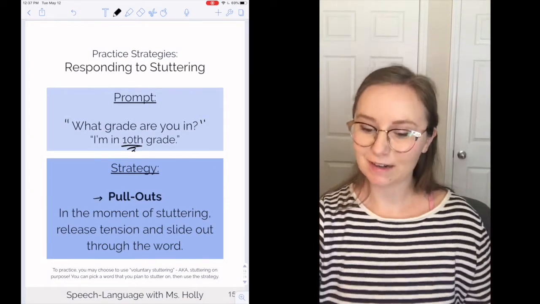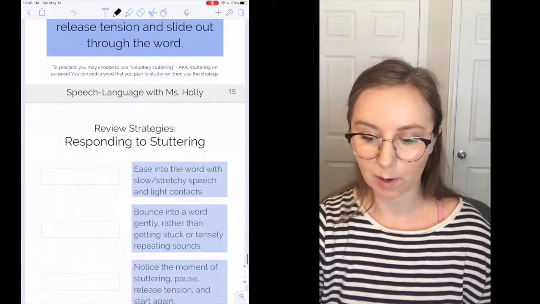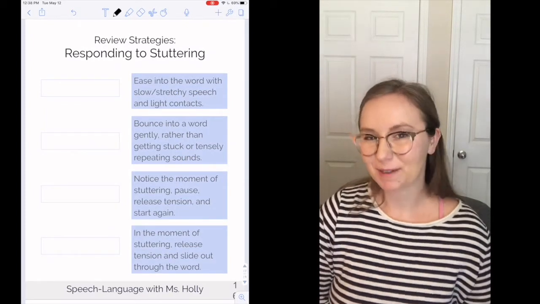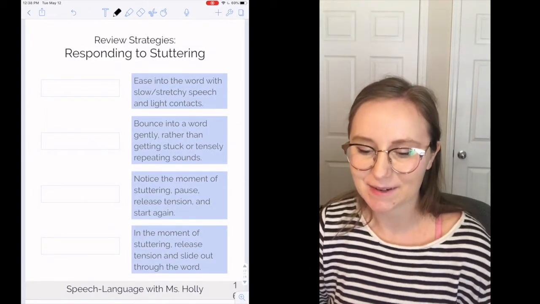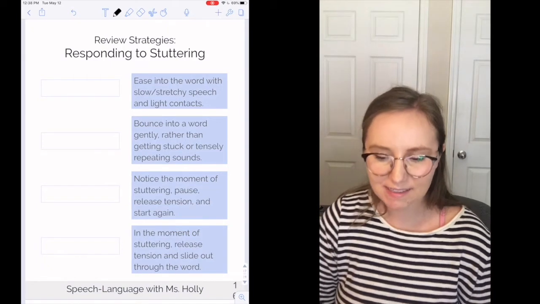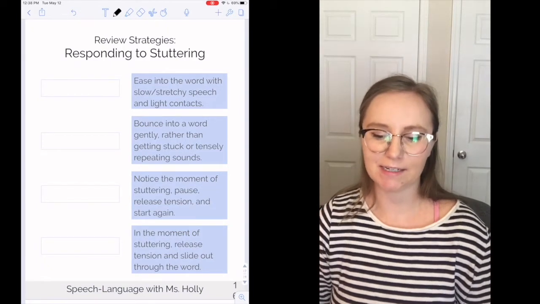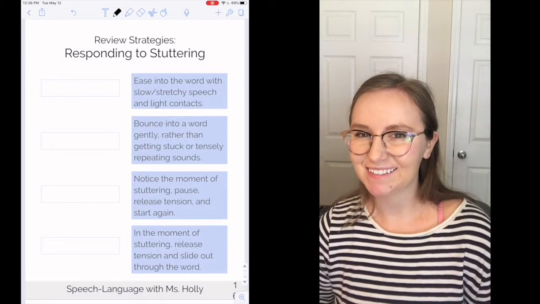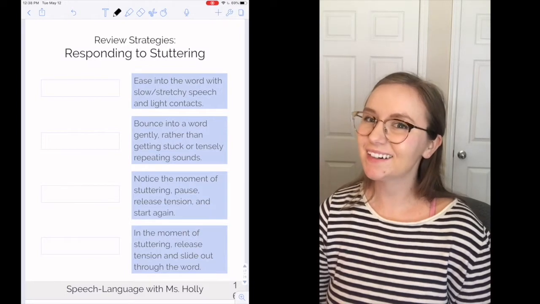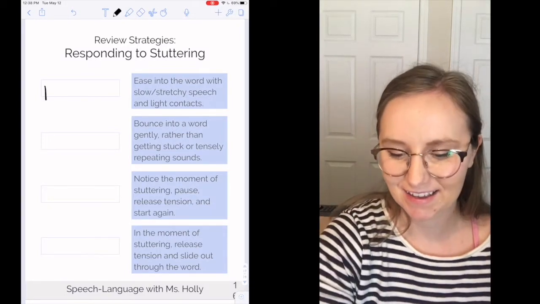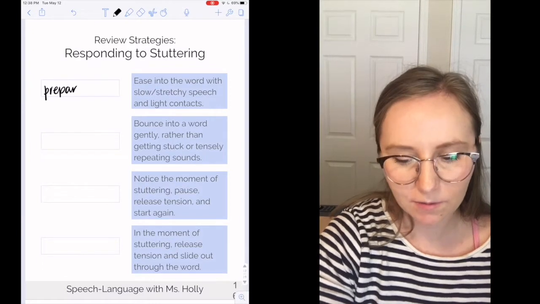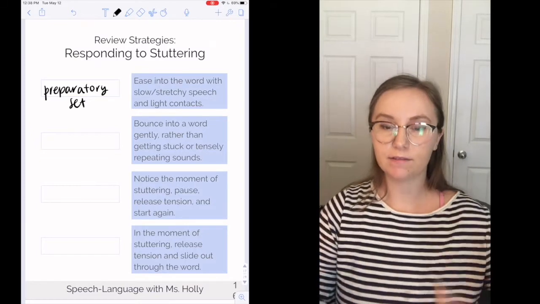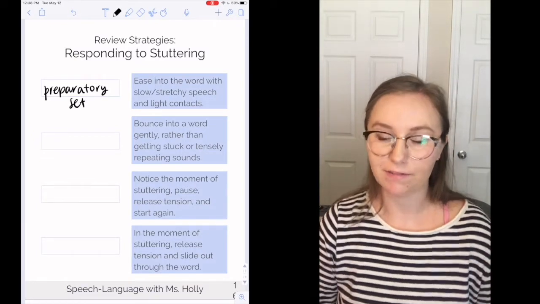Now we've reviewed all of these different ways to respond to stuttering. I want to see if you can remember any of the names of the strategies. So the first one is where you ease into the word with slow and stretchy speech, with those light contacts. Remember what this one's called? It's called a preparatory set. Yeah. It's kind of a way to prepare for easy, flowy speech when you start to feel some tension.